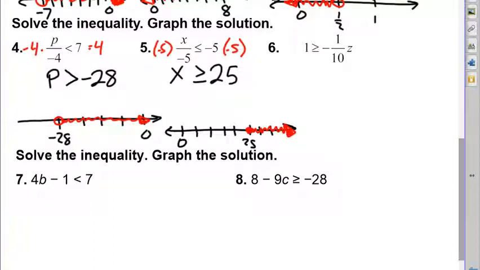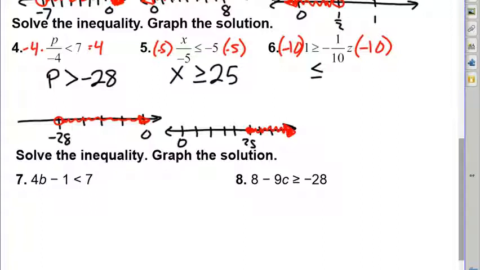Number 6, 1 is greater than or equal to -1/10 z. To get rid of times -1/10, I'll divide by -1/10, or simply multiply by its reciprocal, -10. Since I'm multiplying or dividing both sides by a negative, my number line flips, and so does my inequality.